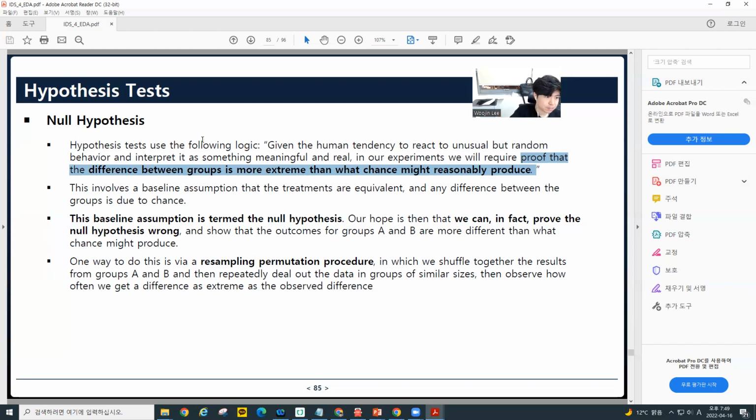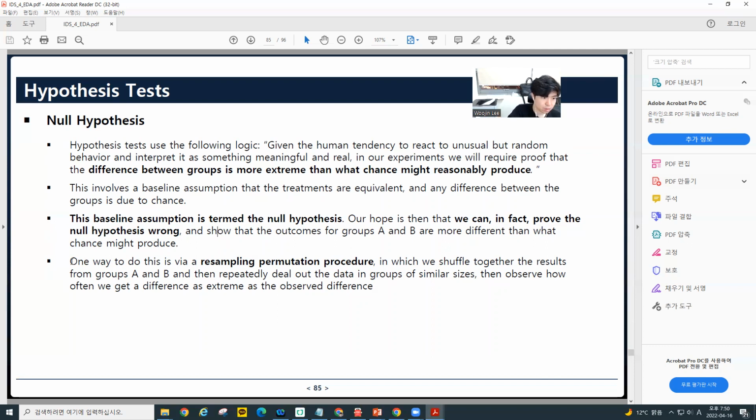So we make a null hypothesis of whether A and B are different, and we want to find proof that the null hypothesis is wrong. So we make one hypothesis, and then with a statistical experiment, we want to find whether the null hypothesis is wrong or true.